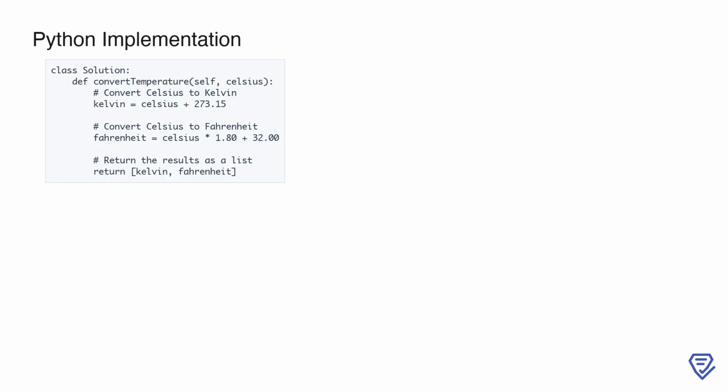The result is stored in the variable Fahrenheit. 5. Returning the results. The function returns a list containing both the Kelvin and Fahrenheit values in that order, Kelvin, Fahrenheit. This matches the expected output format described in the problem.